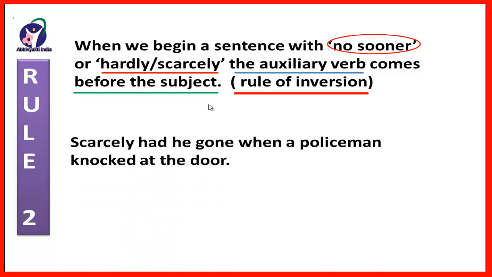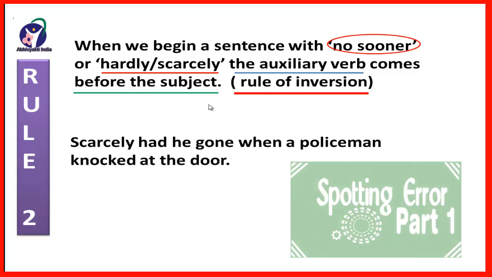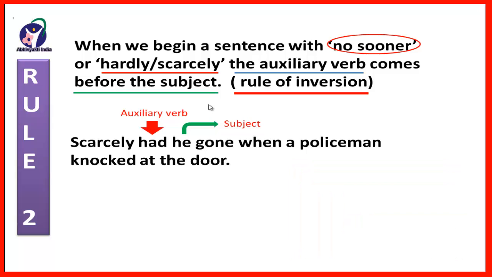See the example here. Scarcely had he gone when a policeman knocked at the door. The sentence is beginning with scarcely, and in the sentence he is the subject and had is the auxiliary verb, and this auxiliary verb is used before the subject because the sentence is beginning with scarcely.